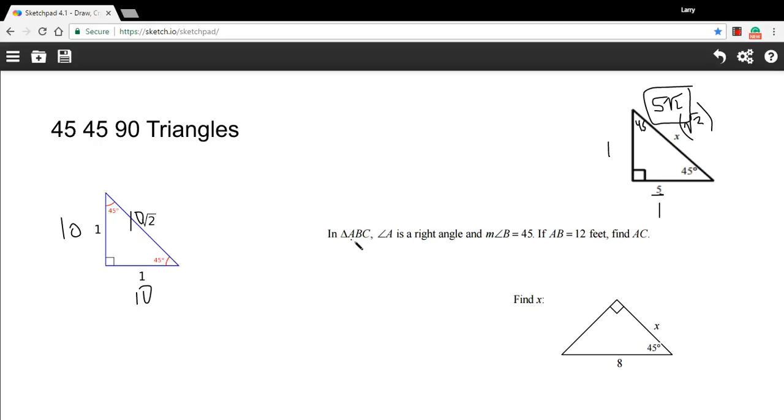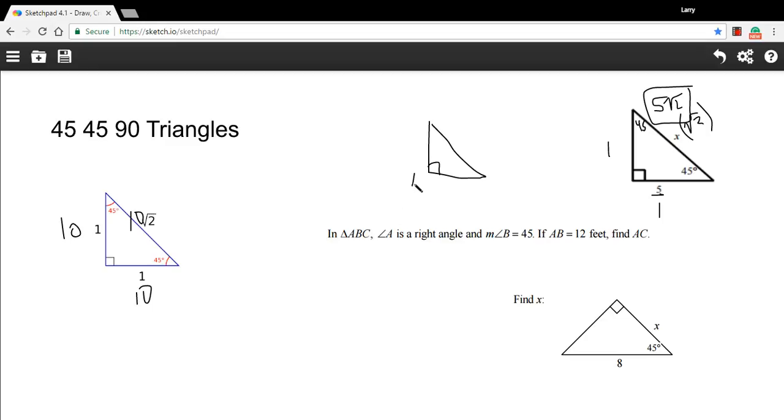It says in ABC, A is a right angle, the measure of angle B equals 45. I guess that's going to make it a 45-45-90. And then it tells me the length of AB. Sounds like I need a model for this. Let me just sketch one out here. So here's my 45-45-90 triangle.